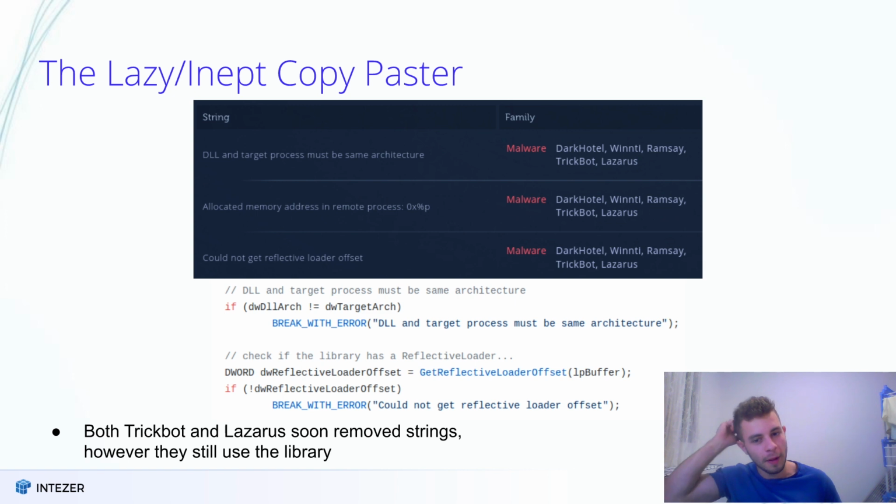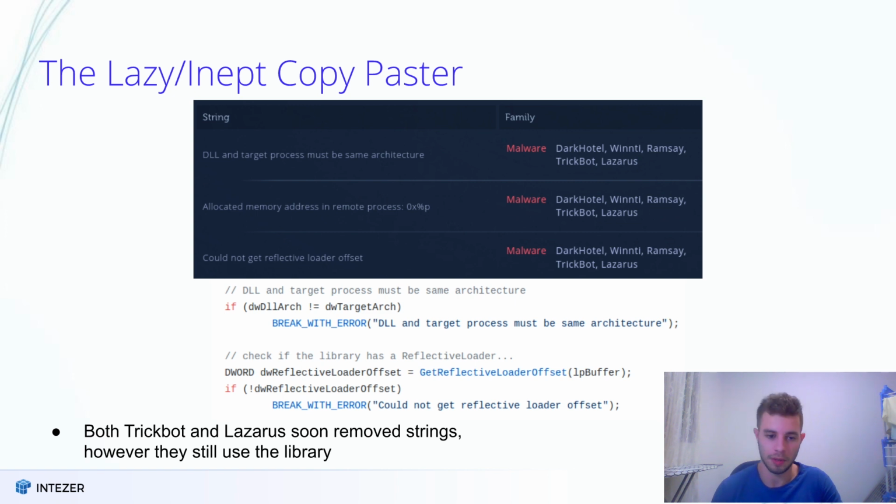And here is another example, by 5 groups, some really high profile groups. This was the improved DLL injection library, and they forgot to remove a couple of strings, which you can see in the lower side of the presentation. On the upper side, you can see the strings that we found in the families: on the right side, Dark Hotel, WinNTI, Ramsey, Trickbot, Lazarus. And you can see that these groups forgot to remove those 3 strings because they probably just copy pasted the code without analyzing it too much.